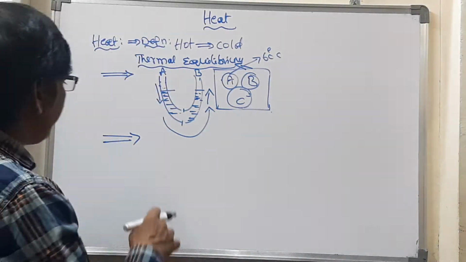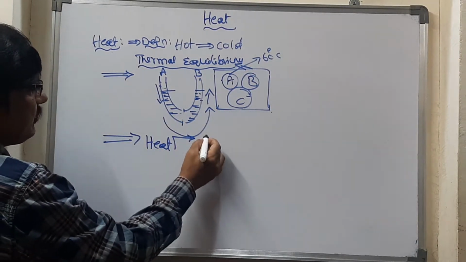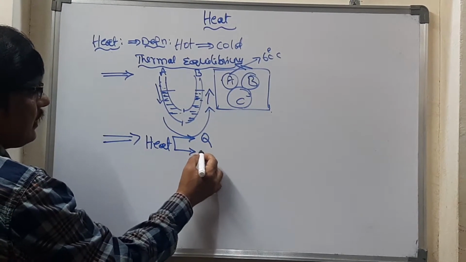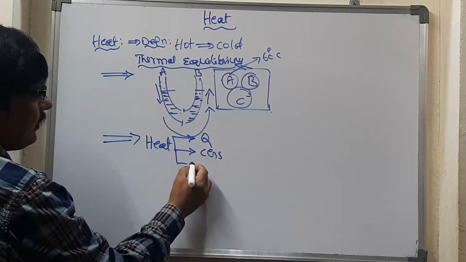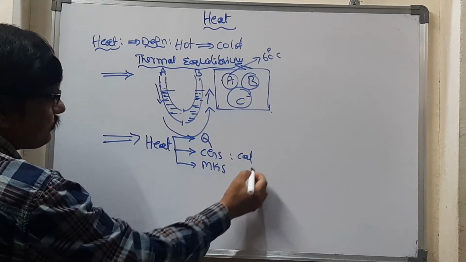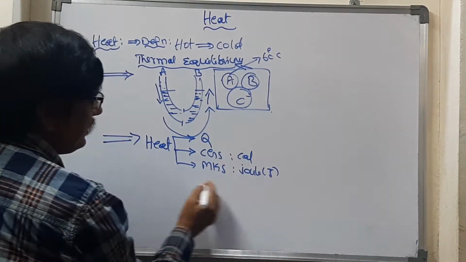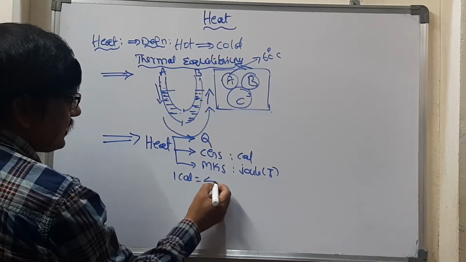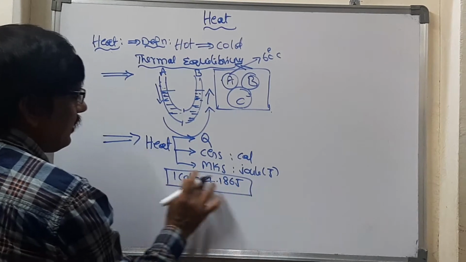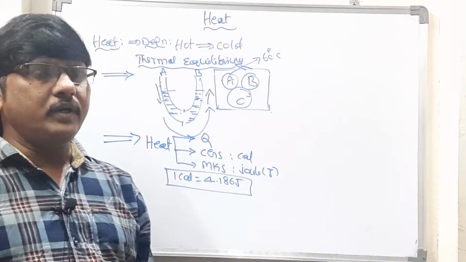Now let's come to the next point, which is more detail about heat. We learned about thermal equilibrium. Heat is generally represented with the letter Q. For units of heat, we will take two systems: the first is the CGS system, and the next is the MKS system. In the CGS system, heat is measured in calories. In the MKS system, heat is measured in joules. What is the relation between these two? 1 calorie is equal to 4.186 joules. You have to keep this in mind. So this is about heat. How can heat be measured? Heat can be measured with the help of a calorimeter.